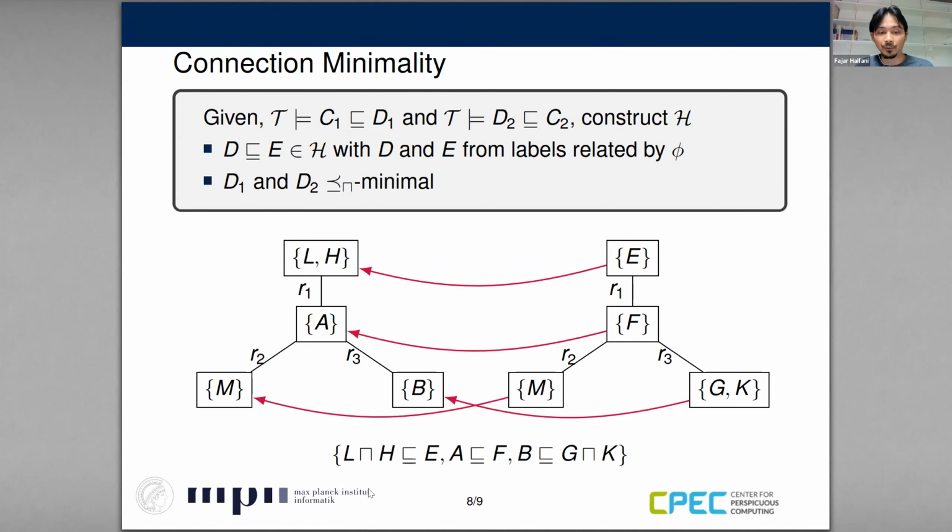So for the root, we have L and H is E. And for the second one here, A is F. And for the third one, M is a tautology, so you can throw it away. And the last one, B, is G and K. But in case some of the connections are already entailed by T, so for example, here, if T entails L and H is E, then you can also remove it. So that's how we construct the solution so that it satisfies our connection minimality.